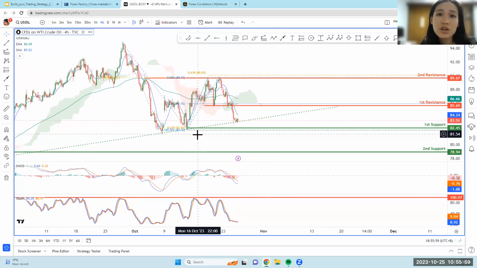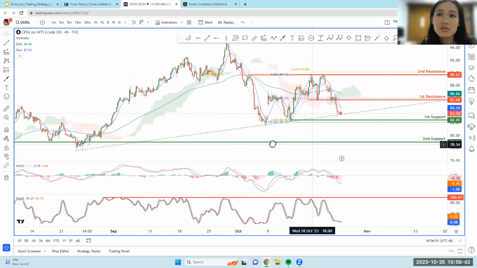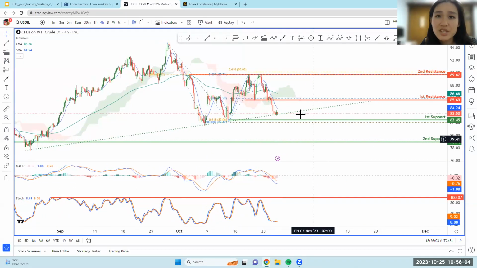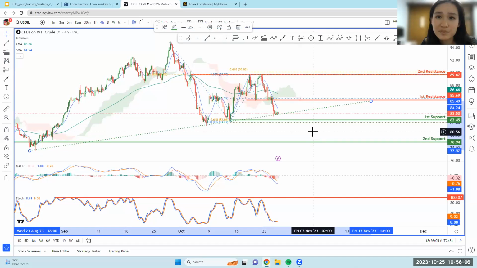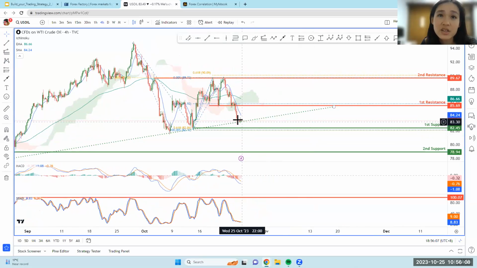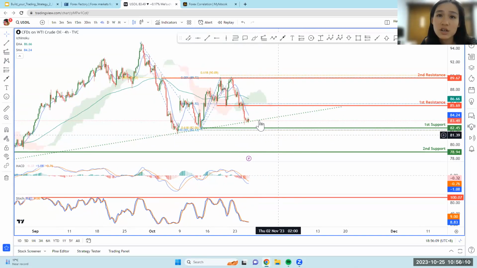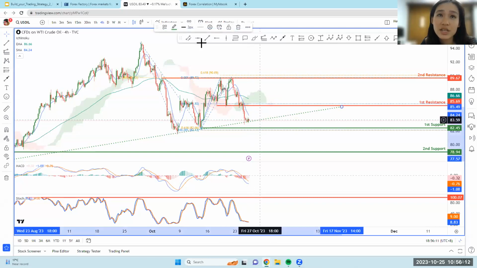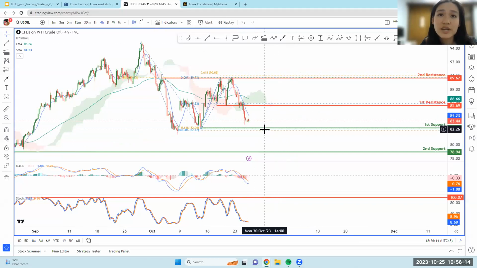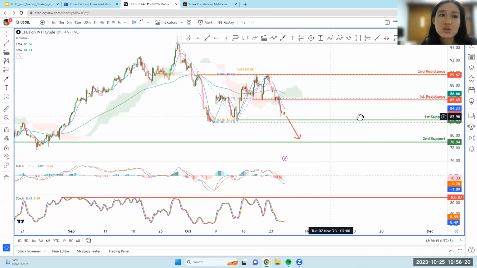Overall, all of our signals are pretty bearish despite this ascending trend line. So we can expect it to break out of this ascending trend line. I'm going to remove that so it's not so messy. And continue to drop towards our second support.